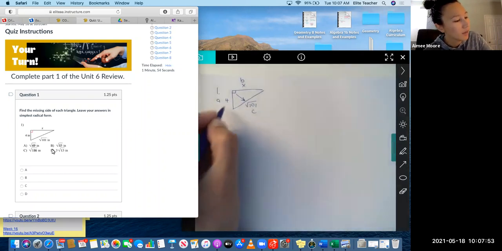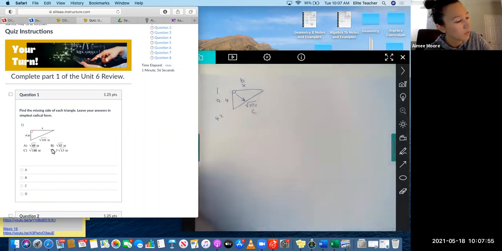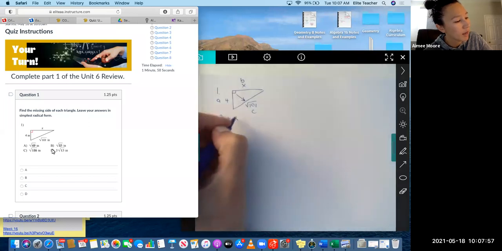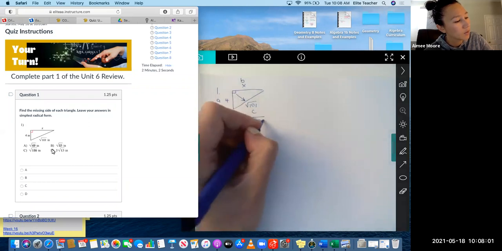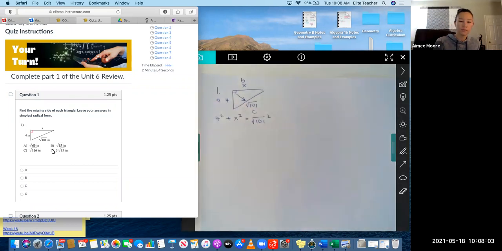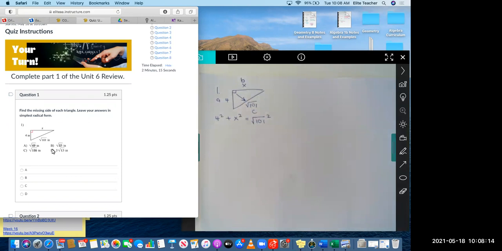So A squared is 4. We square that plus B squared, which is x squared, equals C squared, which is the square root of 101. Is this looking familiar? Yeah. Okay, no questions?